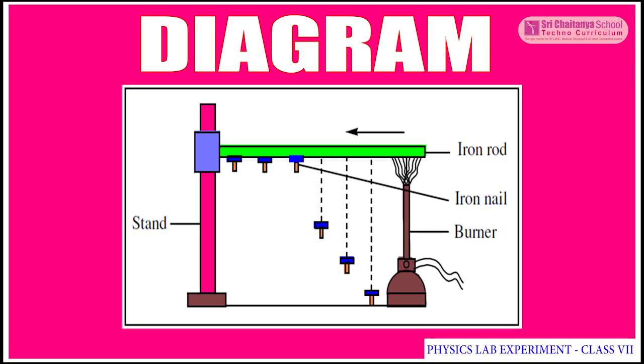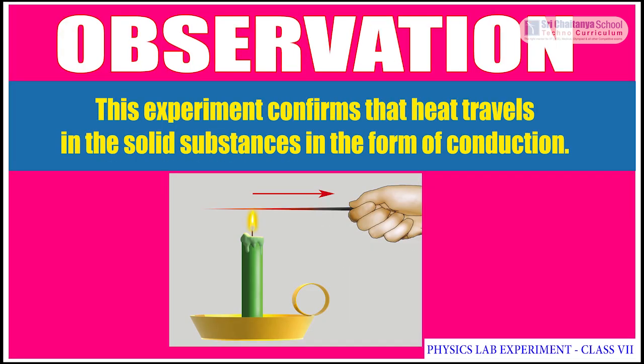Dear students, what did you observe here? Did all the nails fall at a time? No. The nail attached nearest to the heated end of the rod falls down first, and then the next one falls. The nail attached to the end of the rod drops last of all the nails. Observation: this experiment confirms that heat travels in solid substances in the form of conduction.